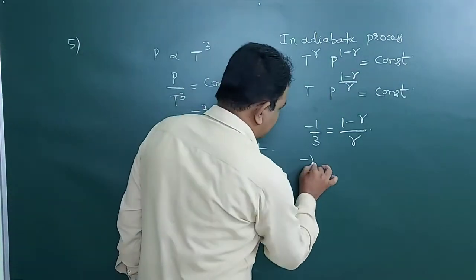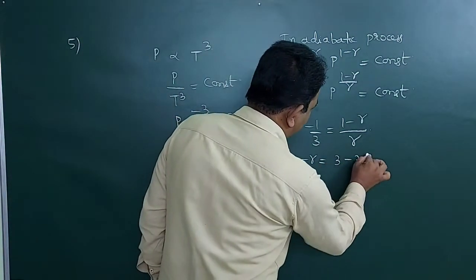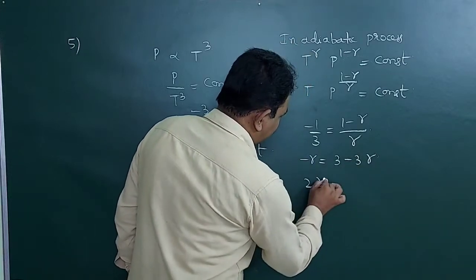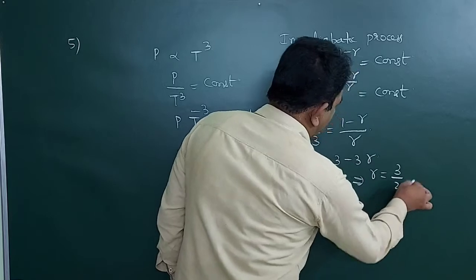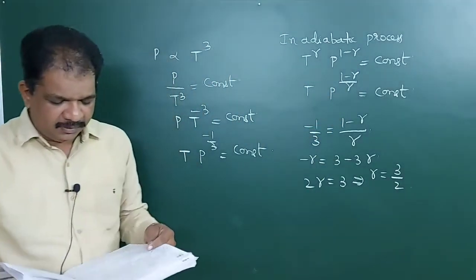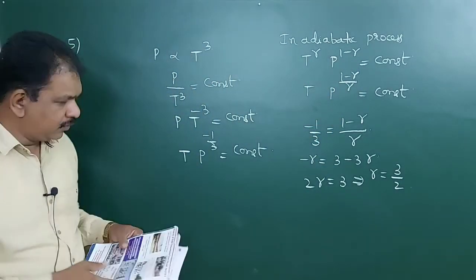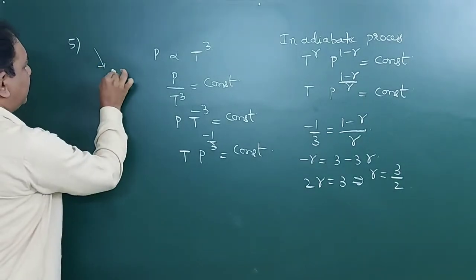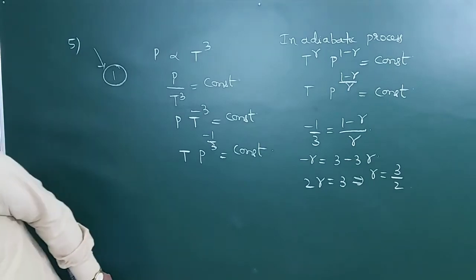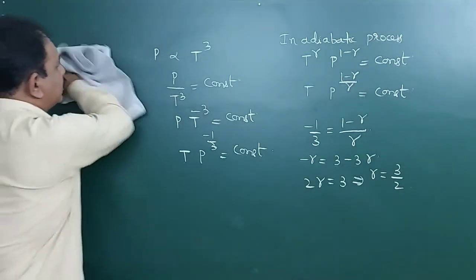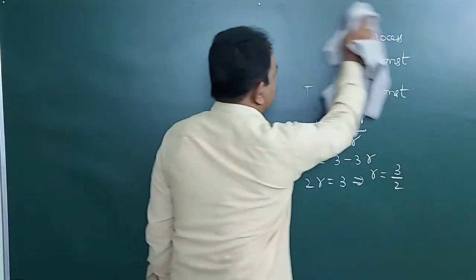So minus gamma is equal to 3 minus 3 gamma. 2 gamma is equal to 3. Gamma is equal to 3 by 2. So for the fifth question, we will get the first option. Okay. Next, see the sixth question.